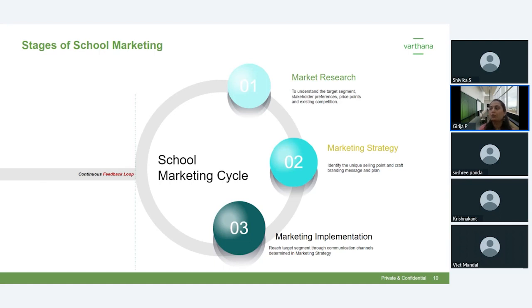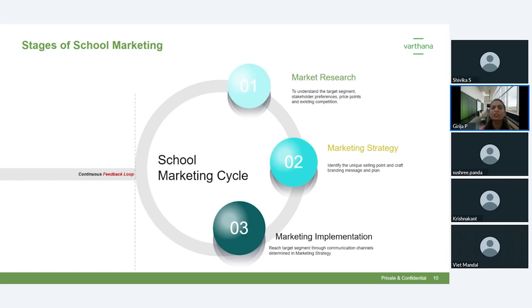One more important thing we need to keep in mind when we are doing school marketing through these stages is continuous feedback. Whatever strategies you have made so far, are they impacting or not, or do you have to rework them? So it is very important to have continuous checking and feedback on whether what you're doing is helping you achieve your results or not.